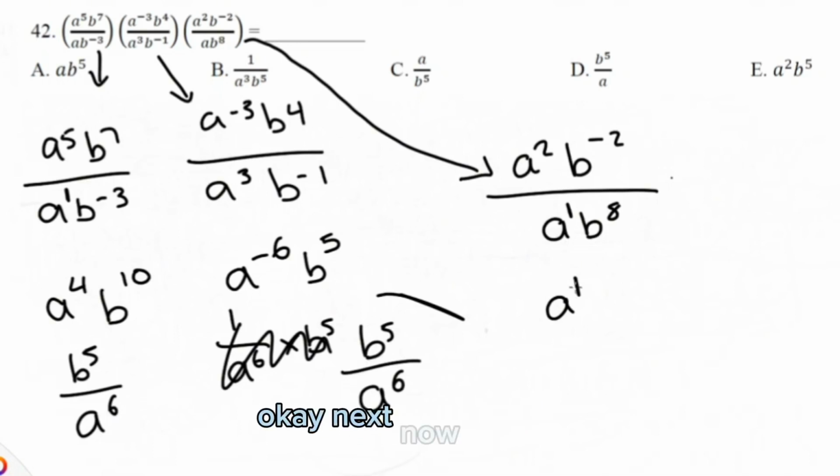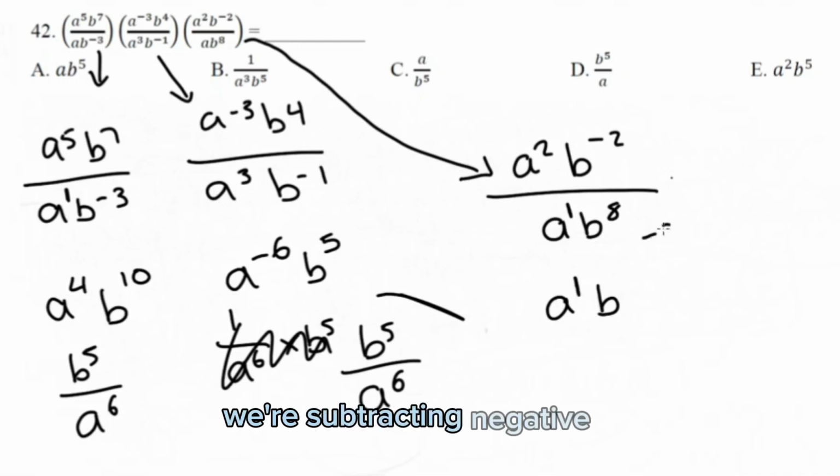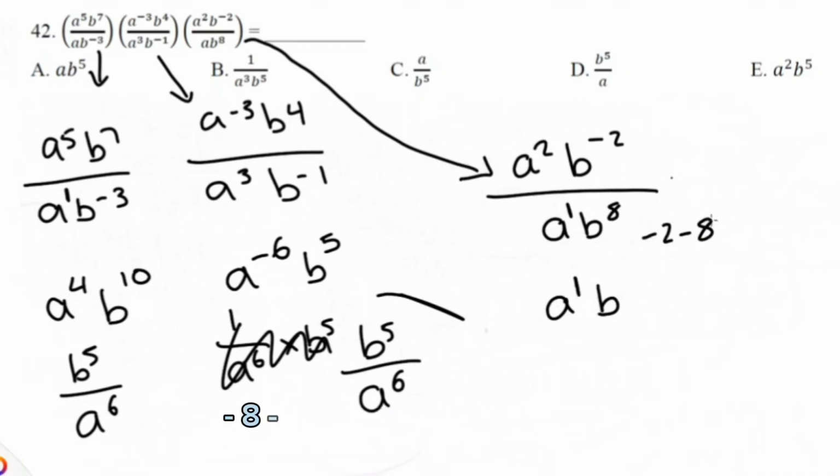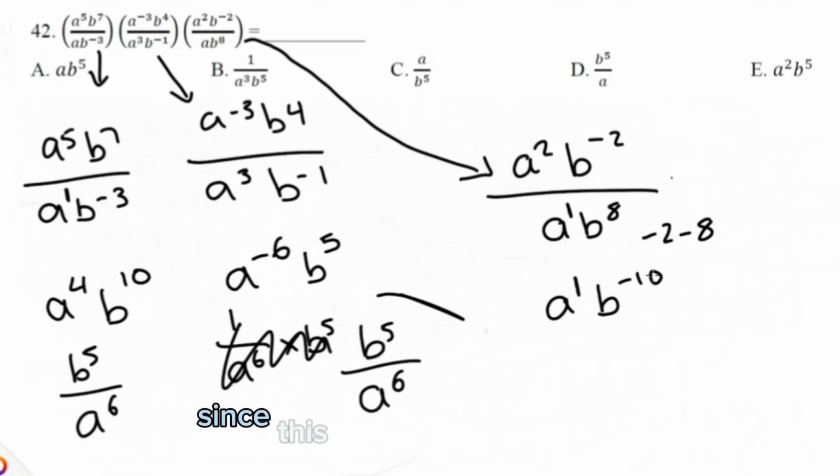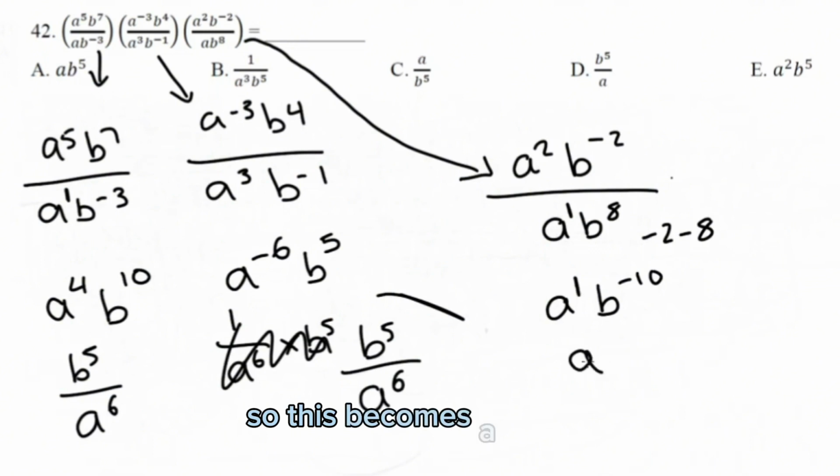Okay, next, now we have b to the power negative 2 over b to the power 8. In this case, we're not subtracting the b value because we already have the b value. We're just subtracting negative 2 minus 8. Negative 2 minus 8 is just negative 10. Now, here's the thing. Since this is a negative exponent, we can bring it to the bottom again. So this becomes a over b to the power 10.